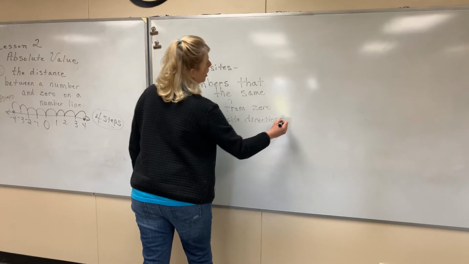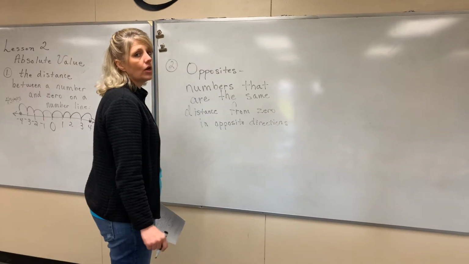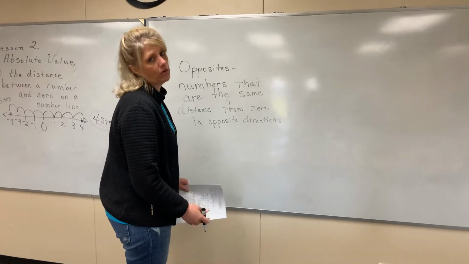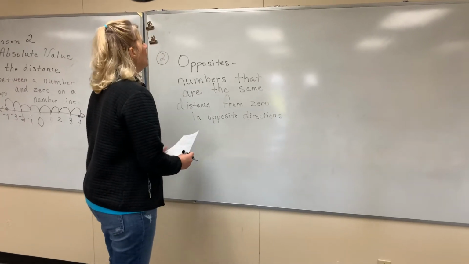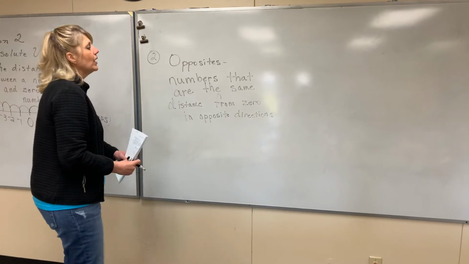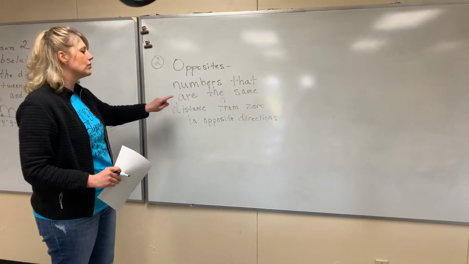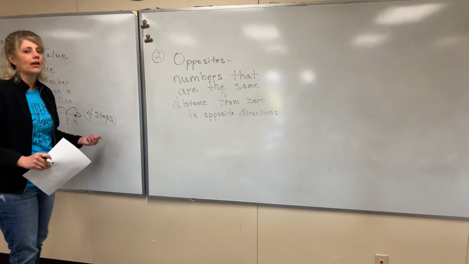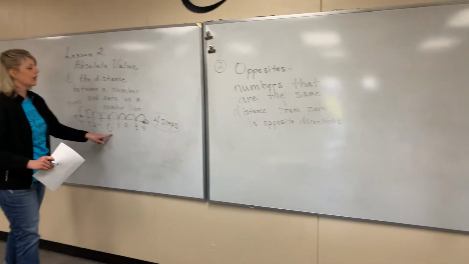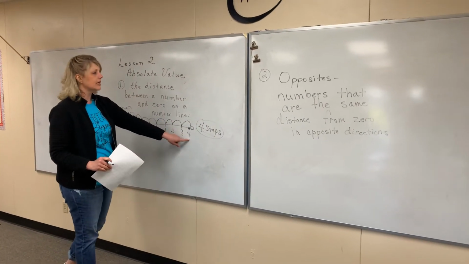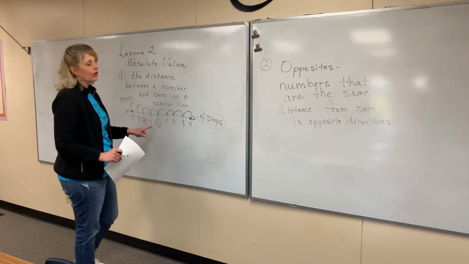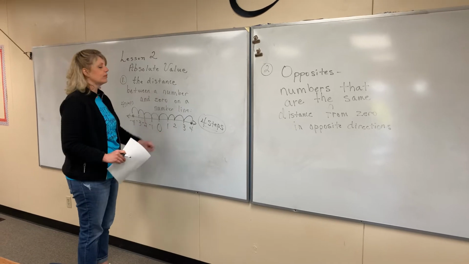This is what's coming home in your packet, okay? So don't worry about necessarily getting all the notes right now because I am sending you a copy home, okay? So when we talk about opposites, they're the numbers that are the same distance from 0 in opposite directions. And what I mean by that is what I drew on the number line over here. When you look over here, whether you go to the positive or to the negative side, it doesn't matter. You are still 4 steps from 0.